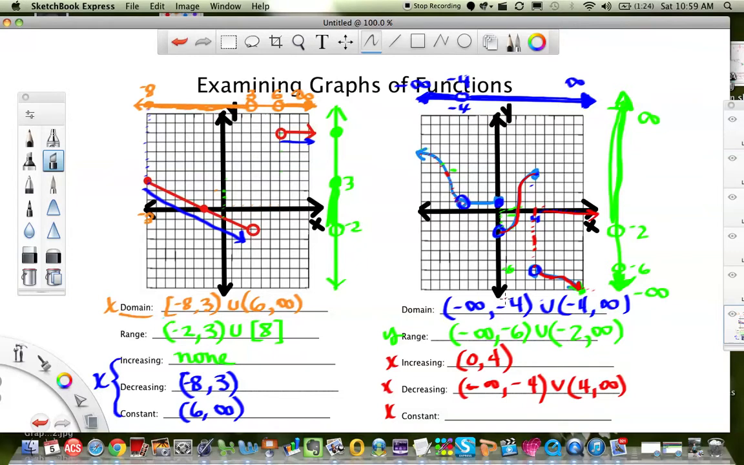And where is it constant? It's constant from negative 4 to 0. Okay, and that's the review for examining graphs of functions to find their domain, their range, and the increasing, decreasing, and constant intervals.